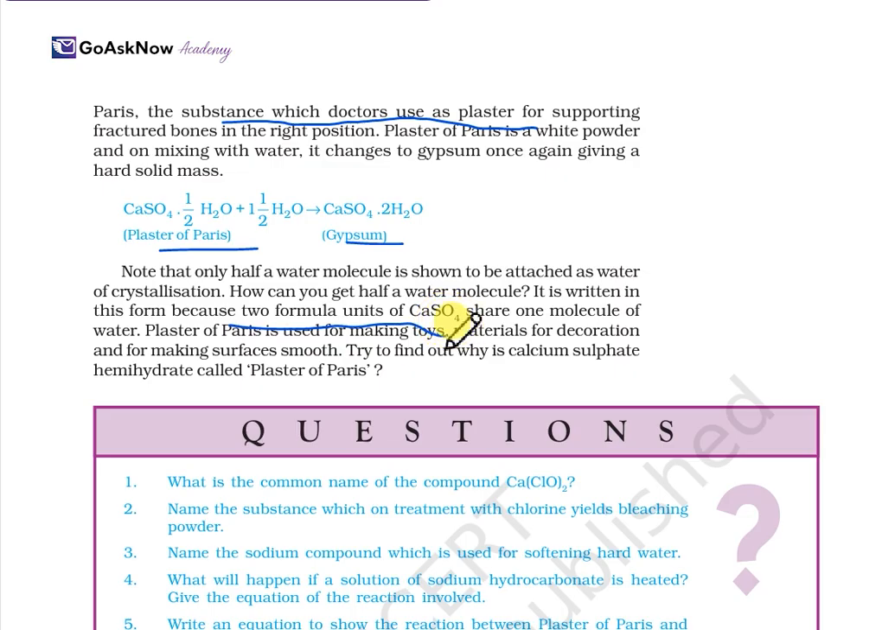Plaster of Paris is used for making toys, material for decoration, and also for making surfaces smooth. So this is all about plaster of Paris and gypsum. This equation is very important. Just keep it in mind. Okay.